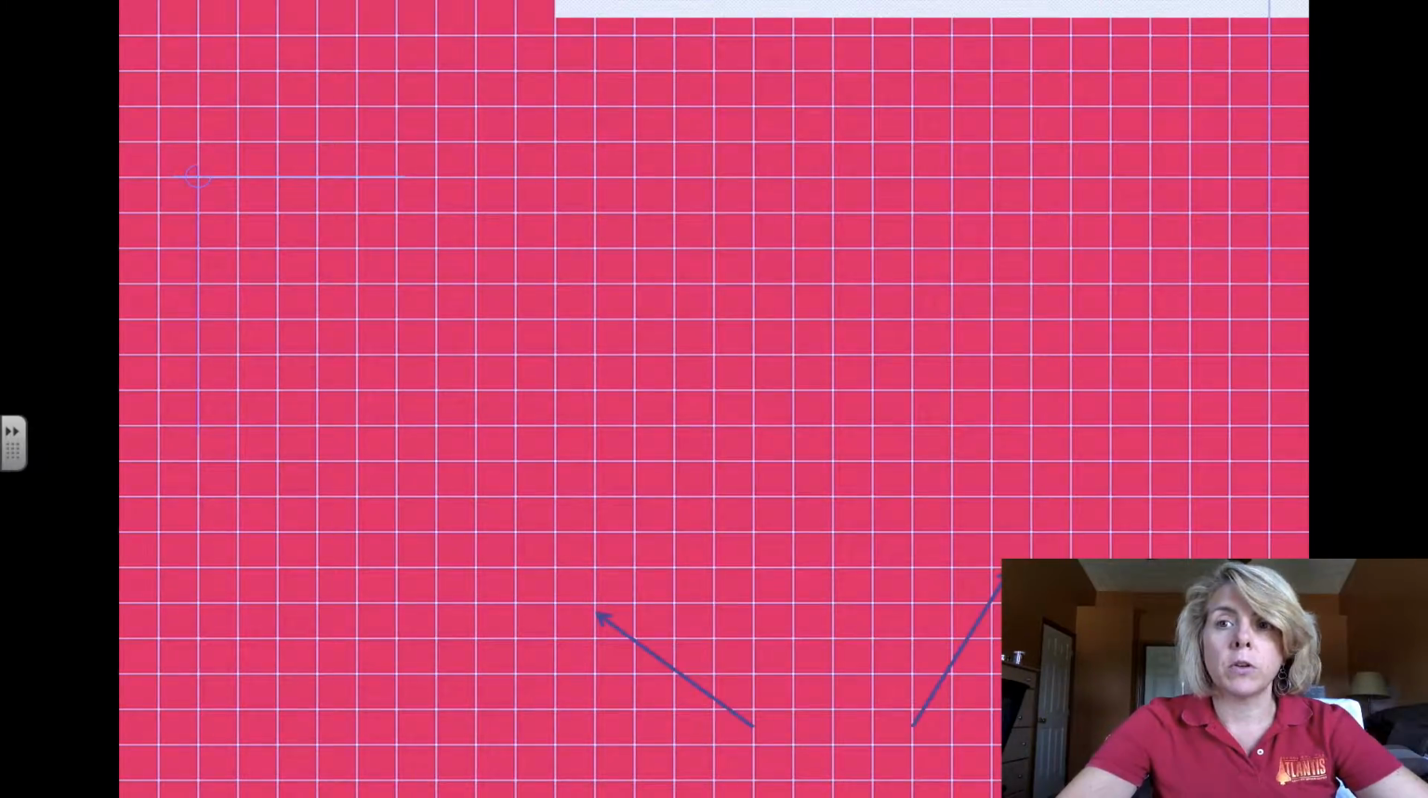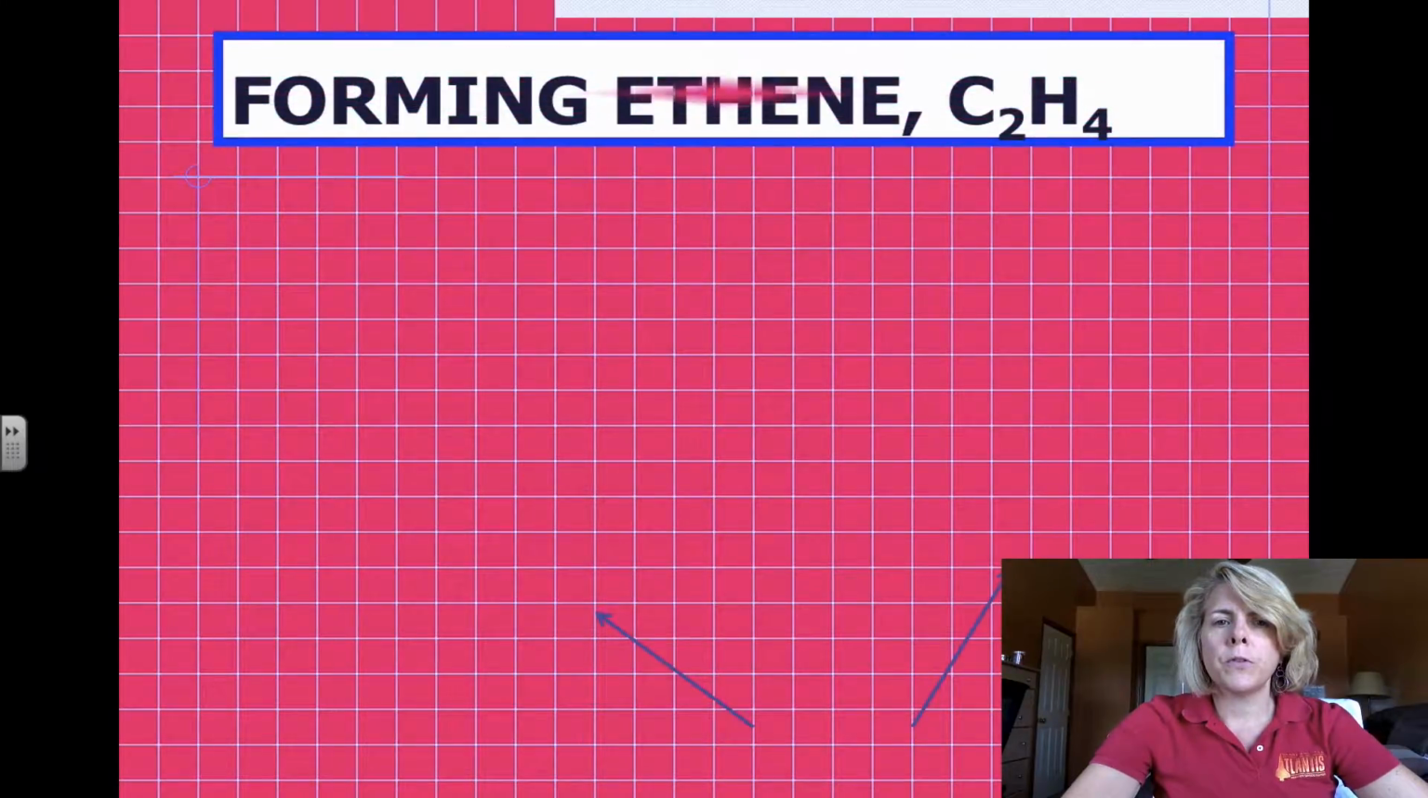Now we're going to start looking at the geometry of a molecule, and we're going to use the valence shell electron pair repulsion idea to help us determine what is the structure of the molecule. So the first compound that we want to look at is ethene.